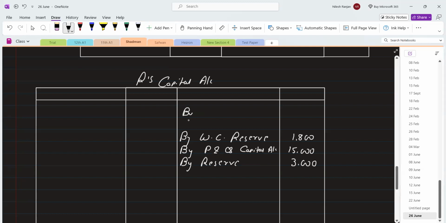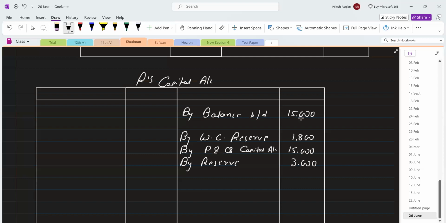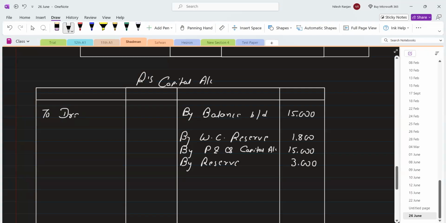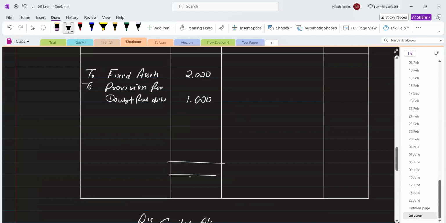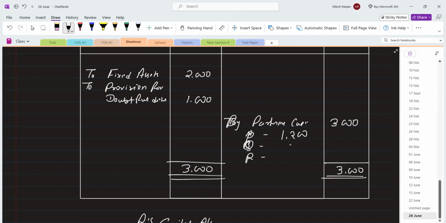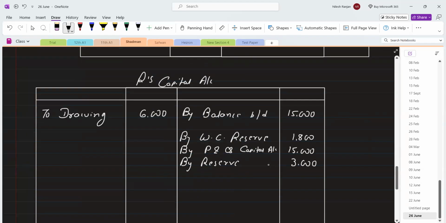Capital account balance of R is 15,000. So by balance b/d, it is 15,000. Cash and bank, debtors, stock, fixed assets, and drawings. Drawings of R is also given, so to drawings 6,000. Now we will see the revaluation profit or loss. It is a loss of 3,000. So the share of partners will be, sorry, it is P, Q, and R: 1,200, 900, and 900. So the share of R is 900.